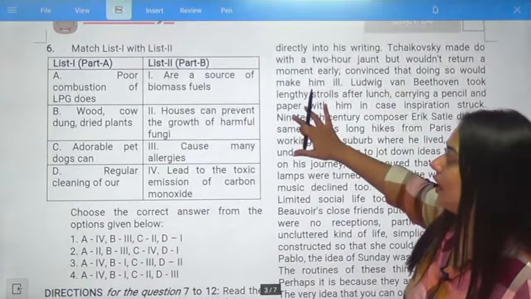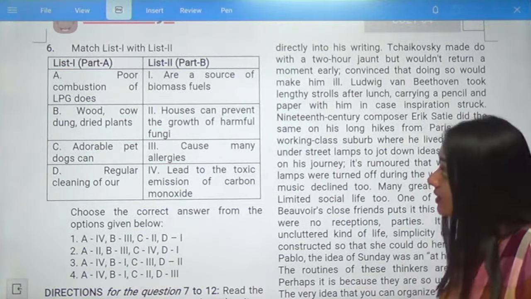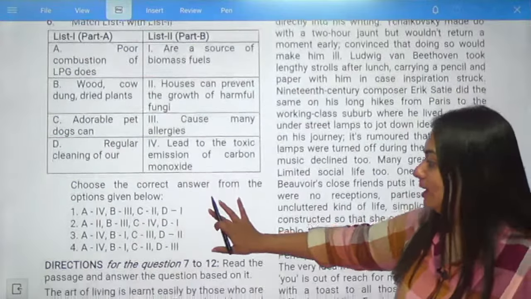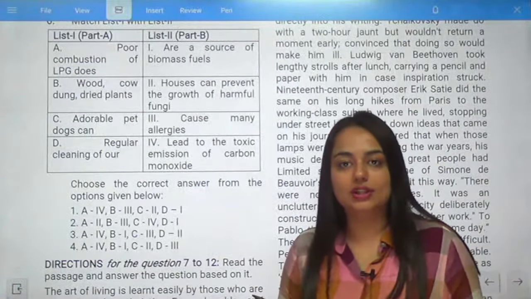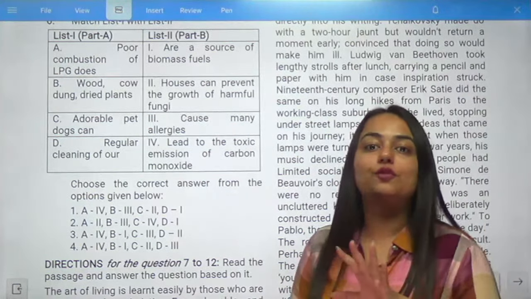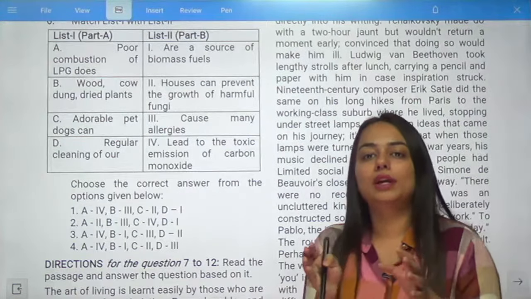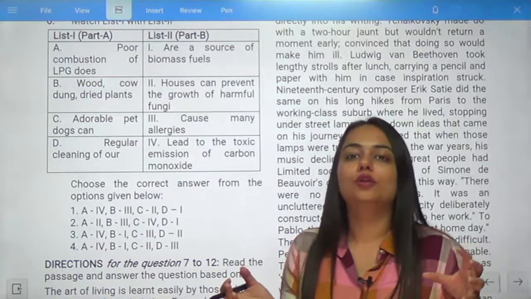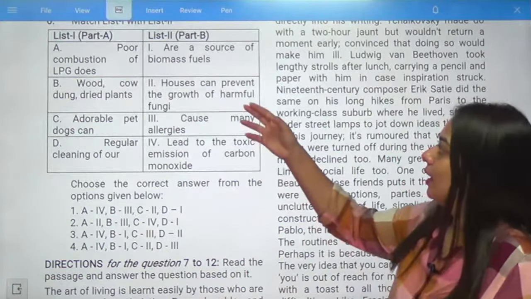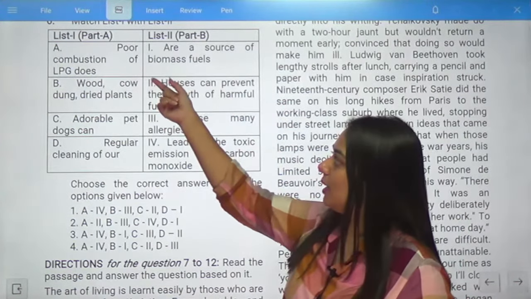Look at this now. This is what I wanted to bring you to. This sixth question, तो ये सभी passages में कॉमन चीज थी. Every sixth question of every passage was a match the following type of question. But it was easy because it was directly based, or the lines were directly picked from the passage only. Part A and Part B, let's read these. Poor combustion of LPG does.